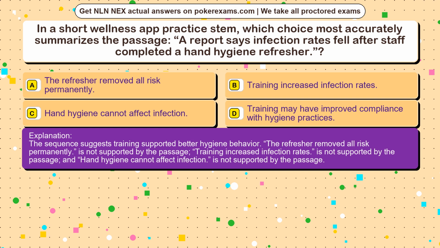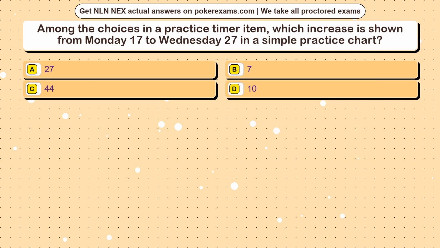Question 15. Among the choices in a practice timer item, which increase is shown from Monday 17 to Wednesday 27 in a simple practice chart? Option A, 27. Option B, 7. Option C, 44. Option D, 10.